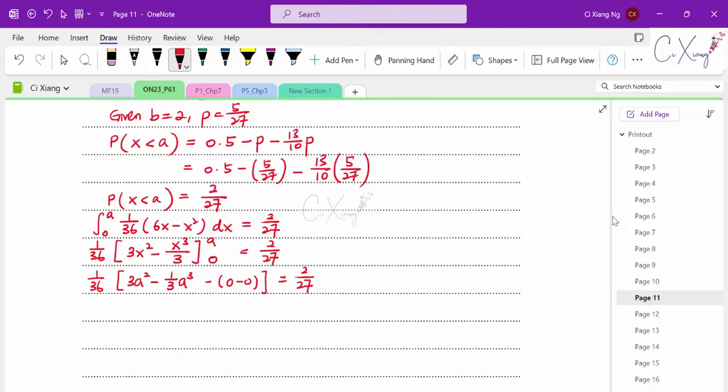Now I want to simplify my equation here. To simplify, I bring the 36 to the other side, so my right hand side is left with only 3A squared minus 1 over 3A cubed equals 8 over 3. Then I don't like the 3 as a denominator, so I bring it over so that my denominator disappears.